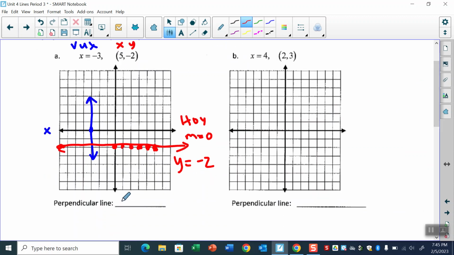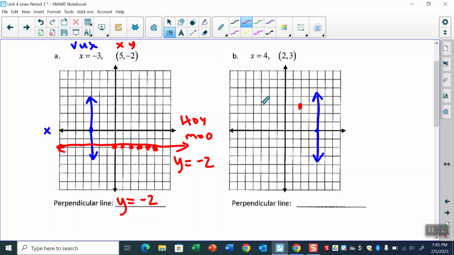All right, so the perpendicular line would be y equals negative 2. Now we've got this line, x equals 4. So 1, 2, 3, 4. It crosses that x-axis, right? So that's x equals 4. So I want to go through the point 2, 3. 1, 2, 1, 2, 3.